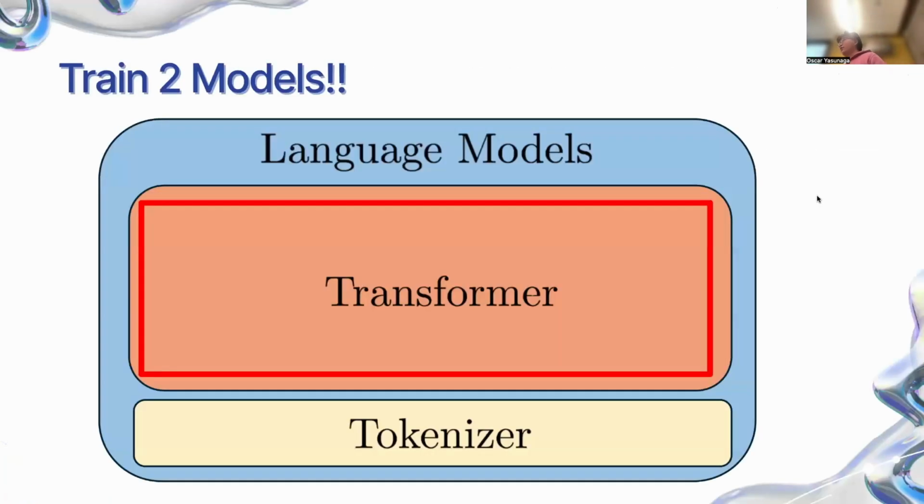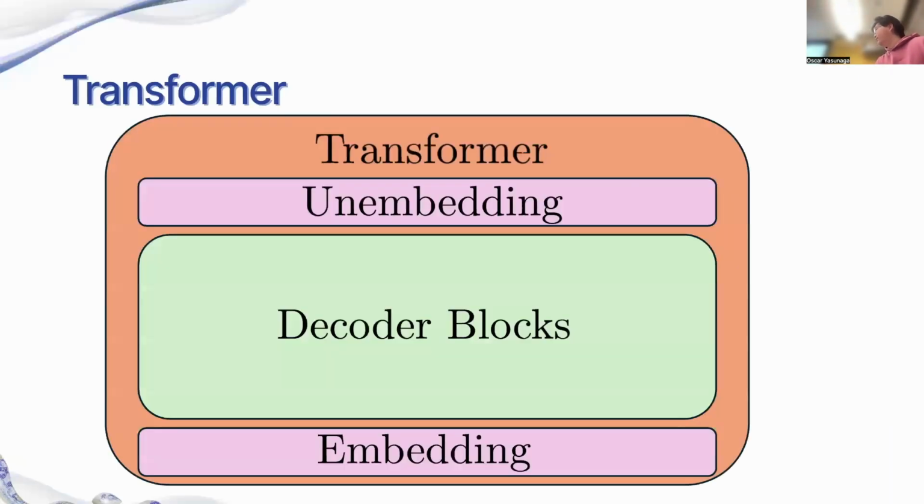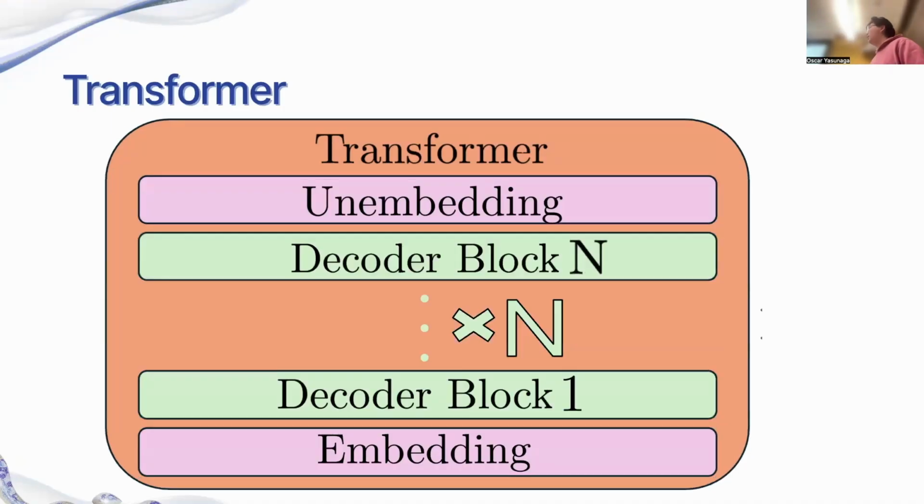Yeah. Basically you had to train two models, and we can talk about the second model now. So the transformer, you can split it up into an embedding block, decoder blocks, and then unembedding blocks. These decoder blocks, you can pick however many you want. Maybe your favorite number is 5, maybe your favorite number is 7, yada yada.